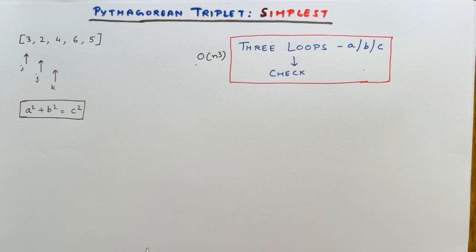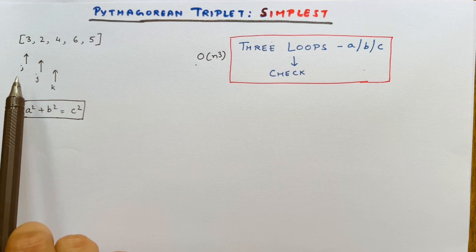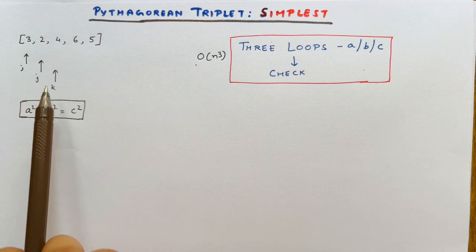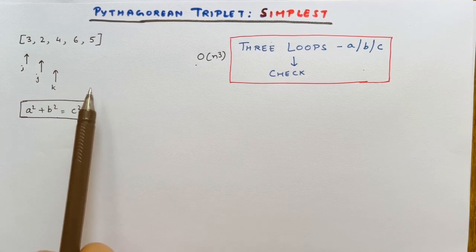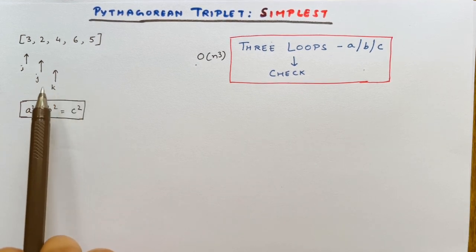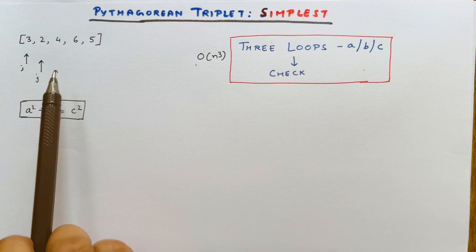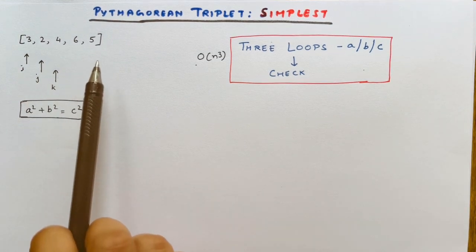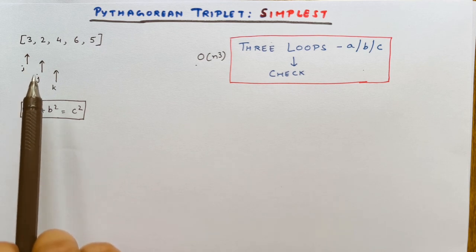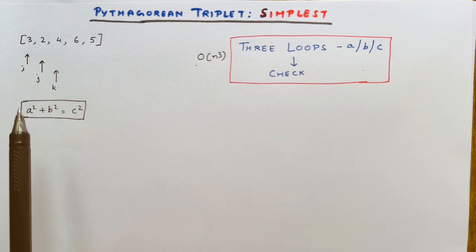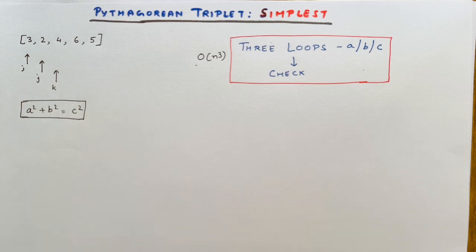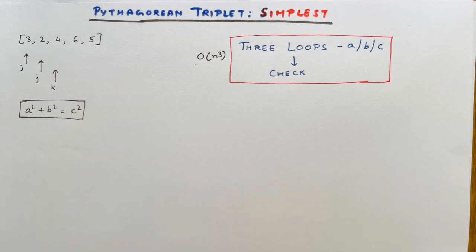How will the 3 loops run? We will fix i, then we will fix j, and then we will fix k. Then k will move from here to here. Once k reaches the end, we will shift j one place ahead, and again k will move till the end, and so on. And once j also reaches the end, we will start shifting i one place ahead, and similarly these loops will continue.